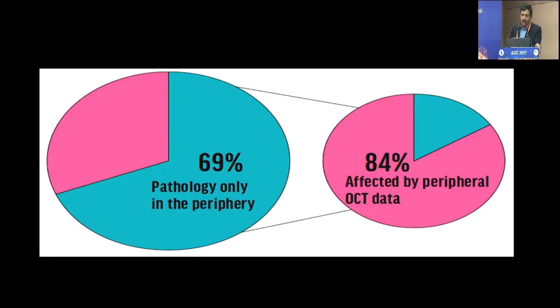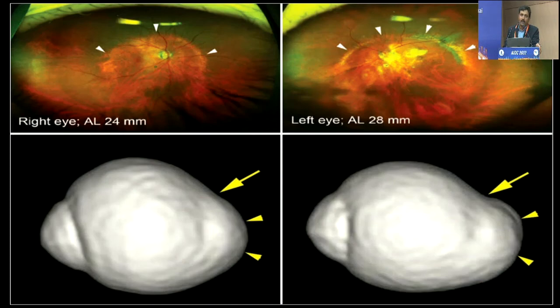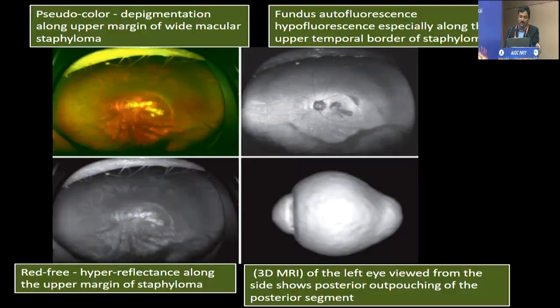Studies have shown that a conventional OCT picks up the pathology in 69%. If you use an ultra wide field OCT, another 15 to 20% of the lesions you can pick up. The presence of staphyloma is irrespective of axial length. You may tend to see staphylomas.